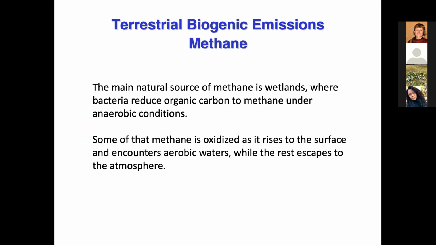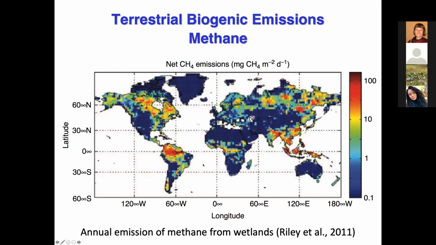The main natural source of methane is wetlands, where bacteria reduce organic carbon to methane under anaerobic conditions. This is, for example, the wetlands that we see. Some of the methane is oxidized as it rises to the surface and encounters aerobic waters, while the rest escapes to the atmosphere. And we see here very nicely all these huge emissions of methane in the boreal region, where we have a lot of wetlands, so we have high emissions also. But we also have high emission rates of methane in the rainforest.